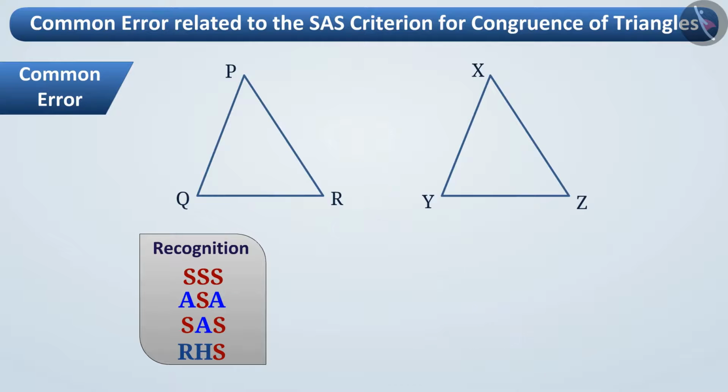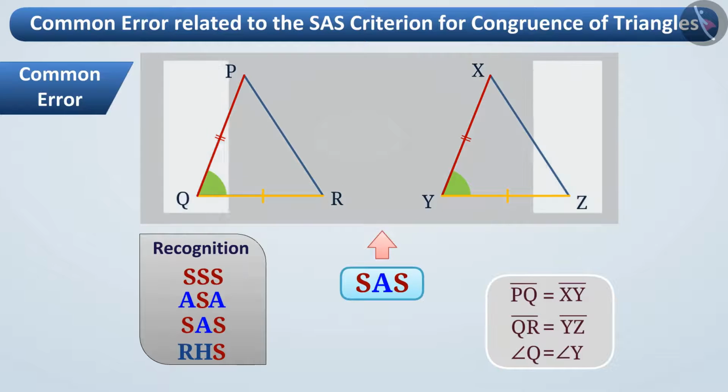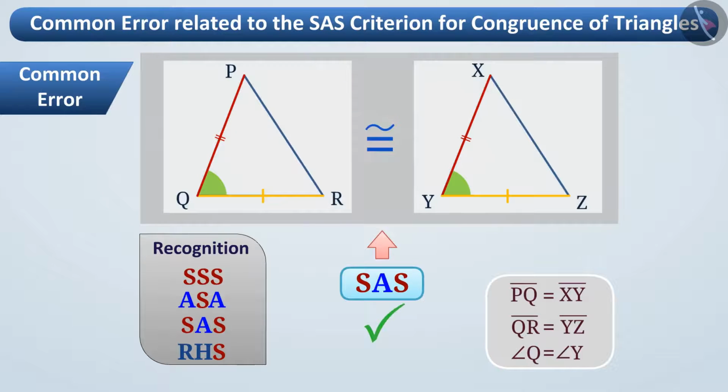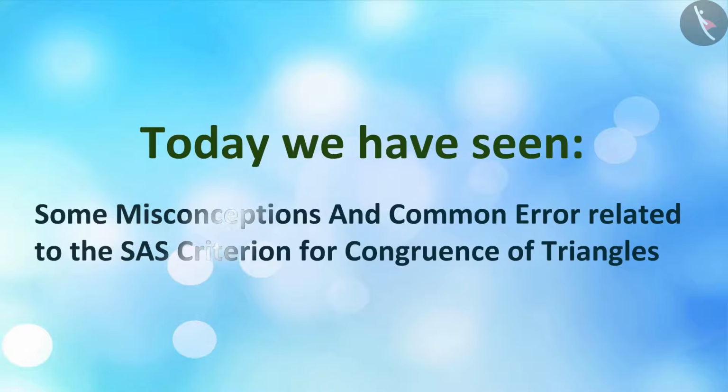Yes, if we were given that the corresponding sides and angles between the two triangles are equal, then we could say, under the SAS criteria, that both the triangles are congruent. So keep in mind that always use logic in geometry, not the recognition or perception. Today we have seen some misconceptions and common errors related to the SAS criterion for congruence of triangles.